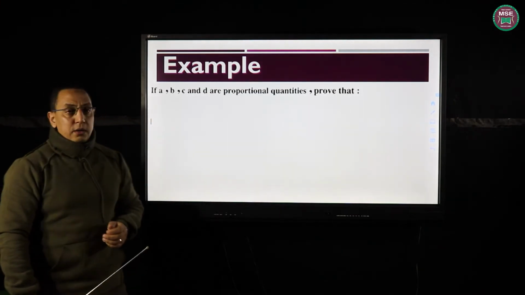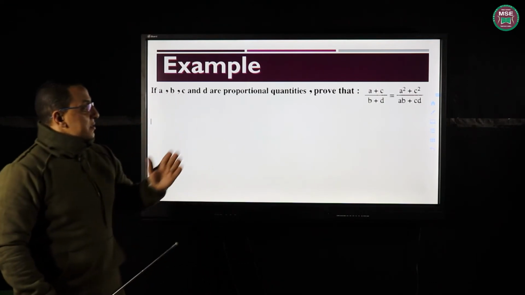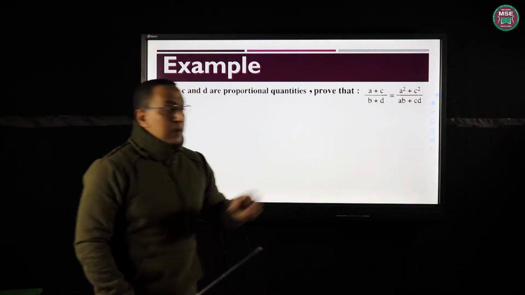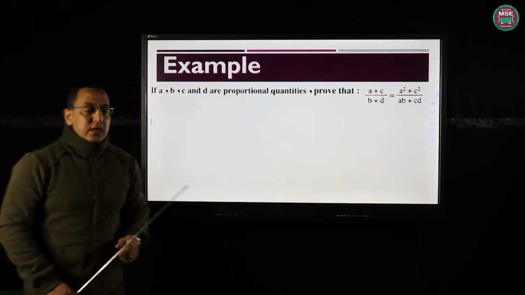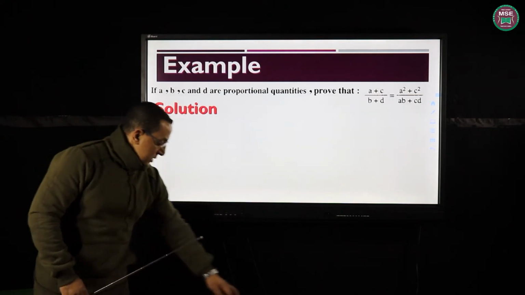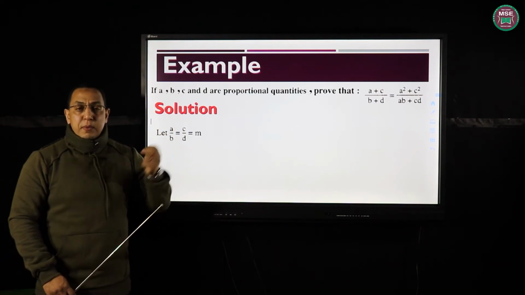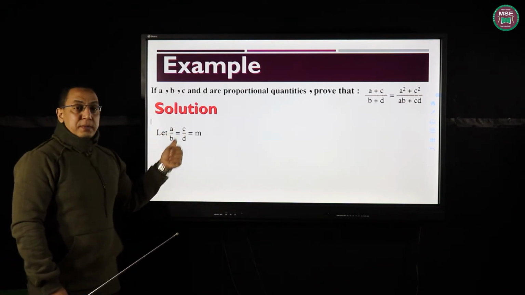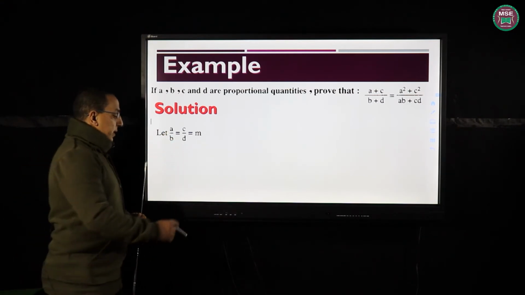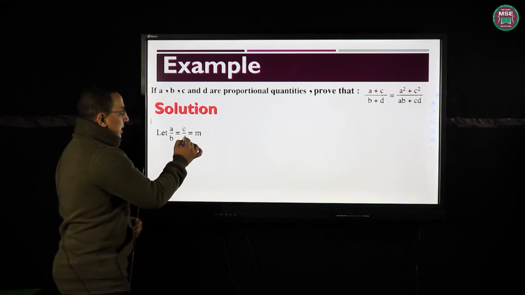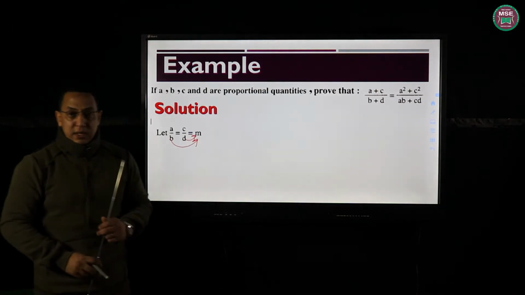If a, b, c, and d are proportional quantities, then prove that (a plus c) over (b plus d) equals (a square plus c square) over (ab plus cd). First, since a, b, c, and d are proportional quantities, a over b equals c over d equals m. And now a equals bm and c equals dm, like this.